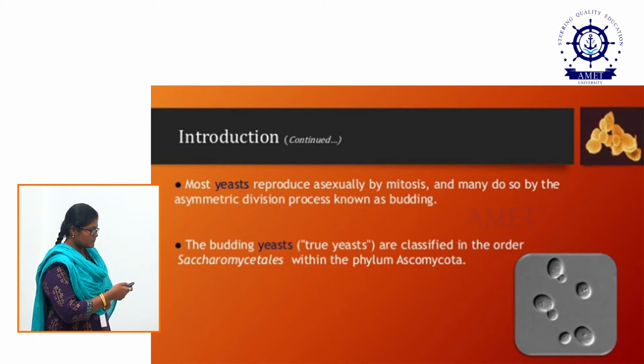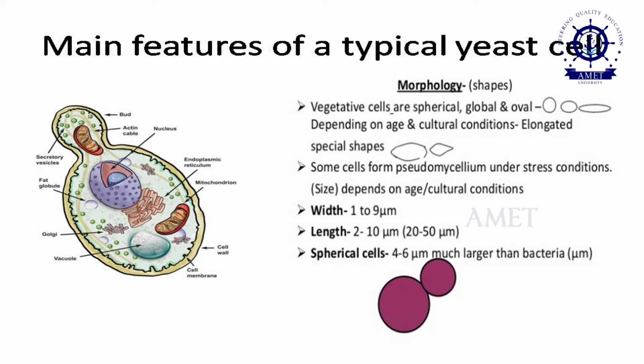The next slide shows the main features of a typical yeast cell. Moving on to the picture here, this is the bud, which is formed by budding. Here this is the nucleus, and here the endoplasmic reticulum, which is near the nucleus, then the mitochondria, the cell wall, the cell membrane, the vacuole, Golgi bodies, the fat globules, and the secretory vesicles. These are present in a typical yeast cell.